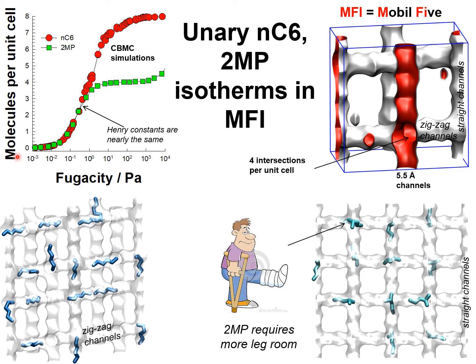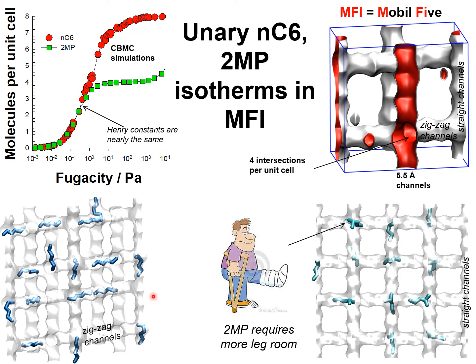These are the unary isotherms, where we see that the component loadings of both normal hexane and 2-methylpentane are identical in the Henry regime, but the saturation capacities are different. Normal hexane has a saturation capacity of 8 molecules per unit cell, whereas the saturation capacity of 2-methylpentane is restricted to about 4 molecules per unit cell.